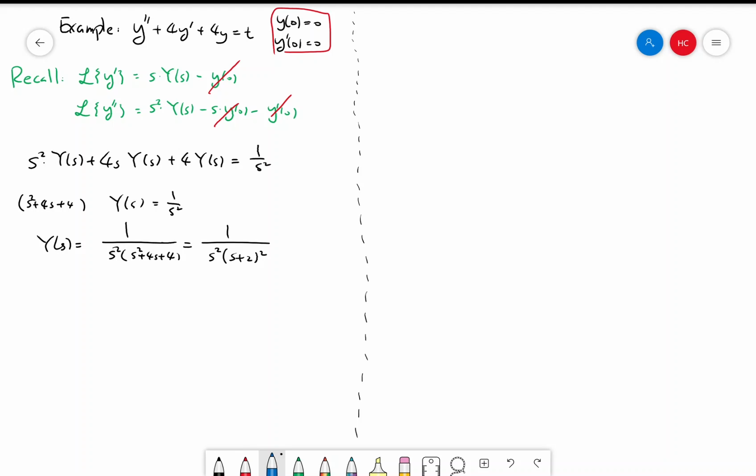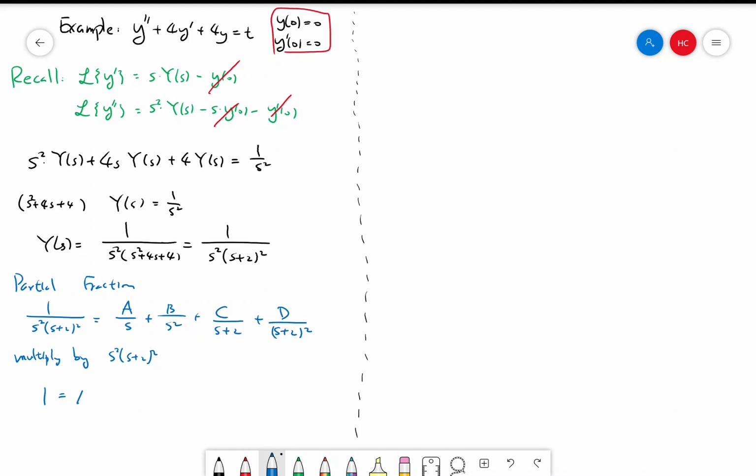So now we use the method of partial fractions. We can assume 1 over s squared times s plus 2 squared equals a over s plus b over s squared plus c over s plus 2 plus d over s plus 2 squared. And the first thing we do is multiply by the common denominator. So we get 1 equals a s times s plus 2 squared plus b times s plus 2 squared plus c times s squared times s plus 2 plus d times s squared.